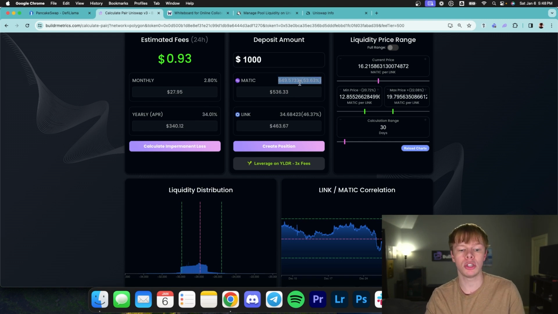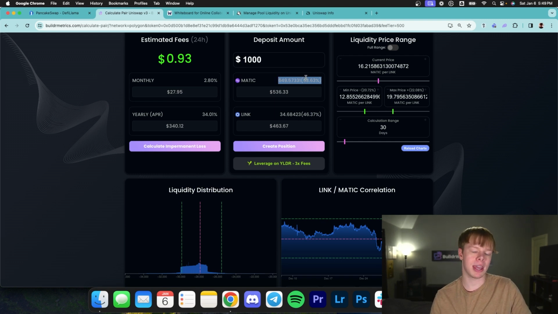Lastly, I'm going to disclose, you want to put up the majority of your capital in the asset you're more bullish on. If you're more bullish on Matic, put up the majority of your capital, so like 60% of your capital, in Matic, as opposed to putting it up half and half. Or if you're bullish on both equally, then put up about half and half.